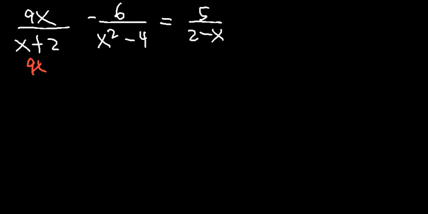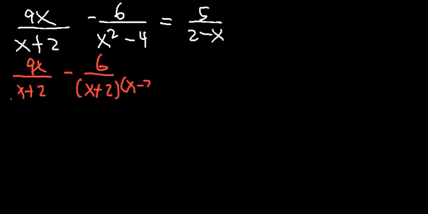So let's factor the x squared minus 4. That's going to be x plus 2 and x minus 2. Now for the 2 minus x, we're going to take out a negative 1. So negative x becomes positive x, and positive 2 becomes negative 2.